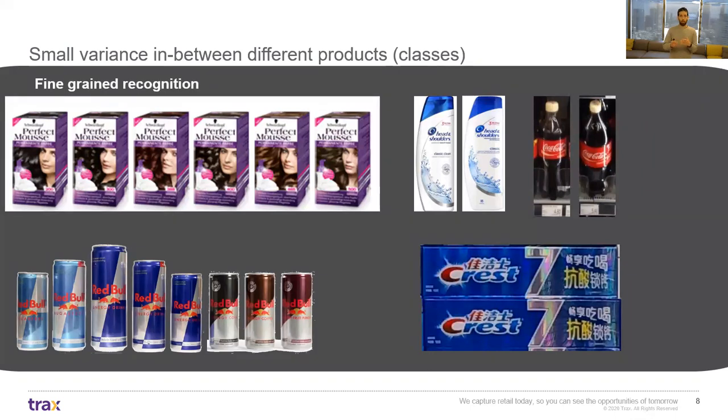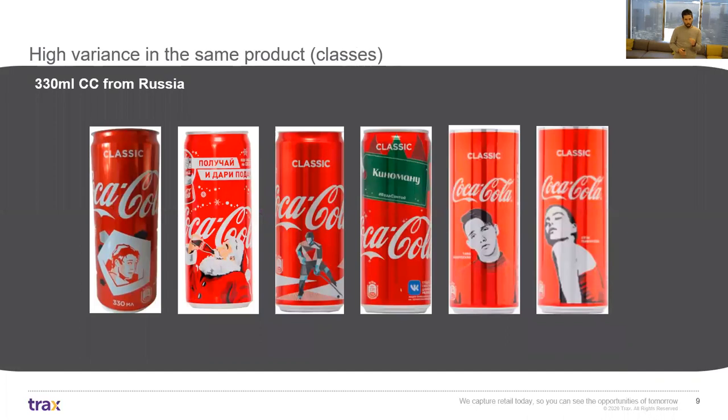Bottles of Coke in different volumes, it might be 1 liter, 2 liter, 1.5 liter, the Red Bull can, and even the toothpaste. So it's important to understand that there are no two images of the same product in this slide. So from our client perspective, the upper toothpaste is a cat, and the lower one is a dog. And we have to differentiate between the two. But while there is a very small variance between the different classes, there is a high variance within the class. Here is an example of how Coca-Cola cans might look in Russia. In this slide, all the images belong to the same product, to the same class.